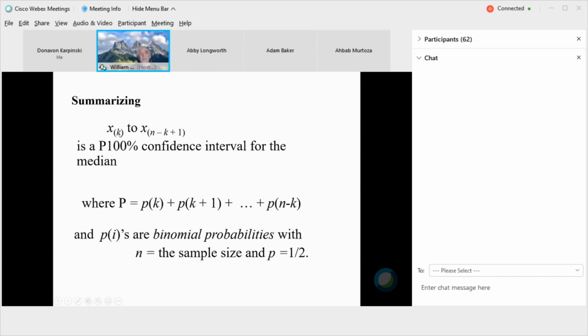X bracket k is the k-th smallest observation. X bracket n minus k plus 1 is the k-th largest observation. This is a p times 100% confidence interval for the median, where p is calculated using these binomial probabilities, binomial probabilities with n equal to the sample size and p equal to half.